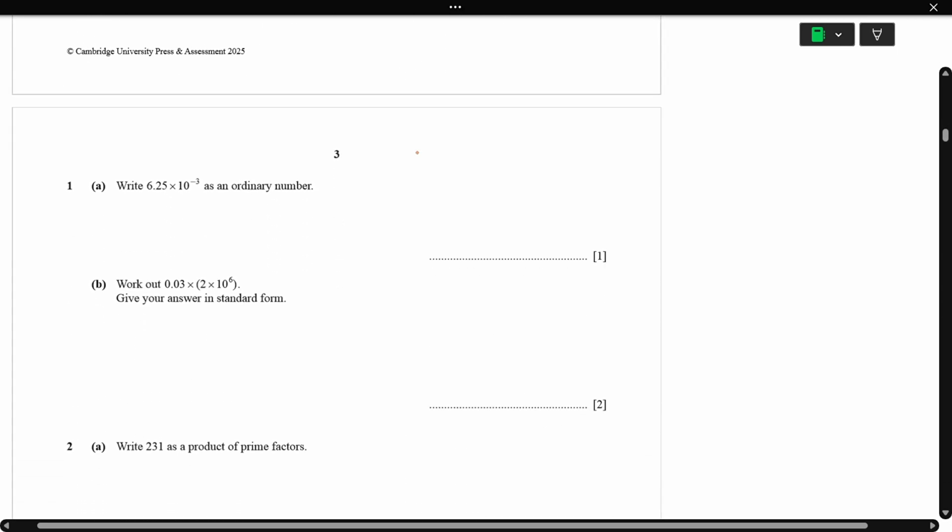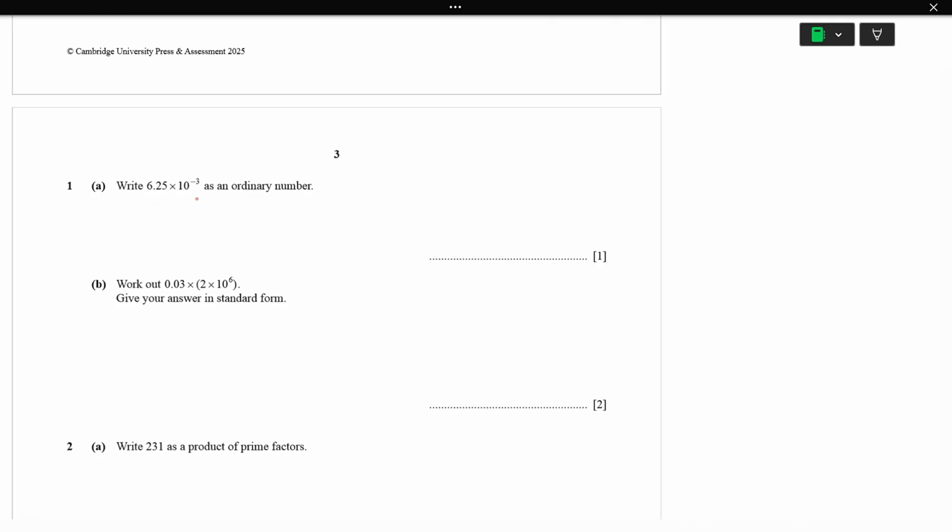Write 6.25 times 10 power minus 3 as an ordinary number. When we remove this 10 power minus 3, the decimal point has to go back 3 places: 1, 2, 3. So 0.00625. That's the answer.